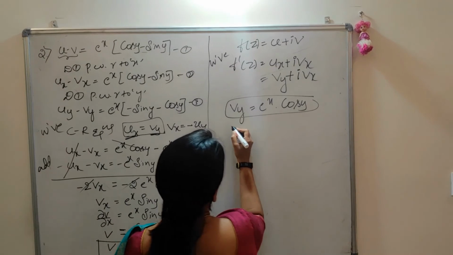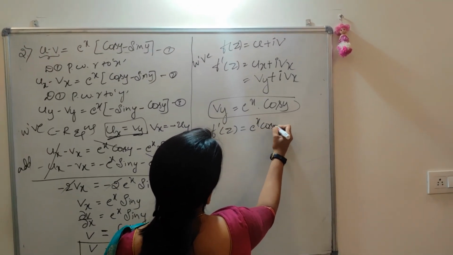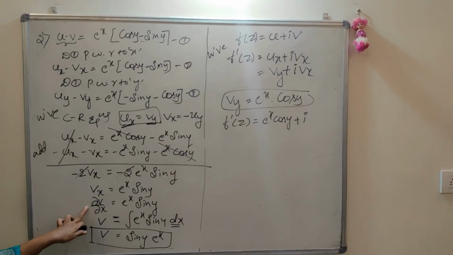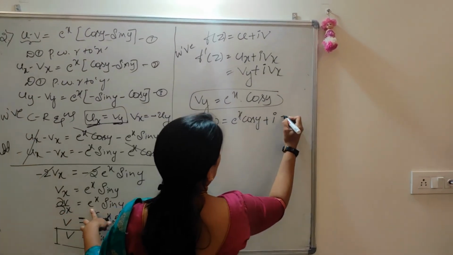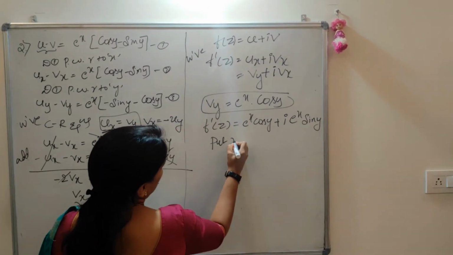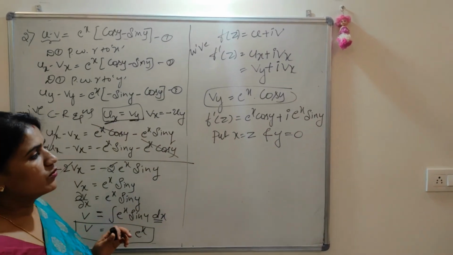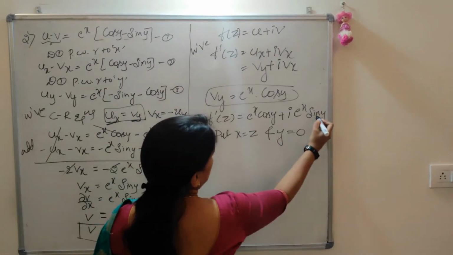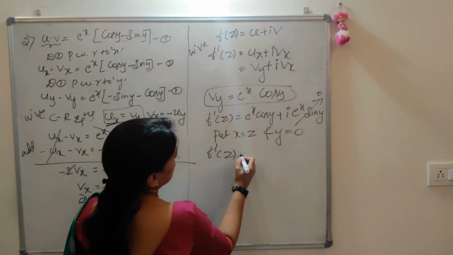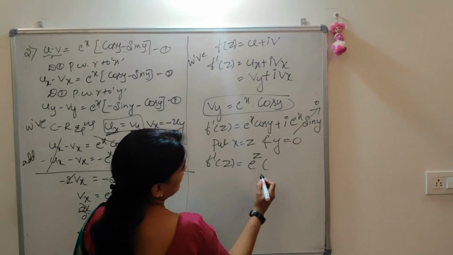So now I will substitute here. f dash of z is equal to e power x cos y plus i into vx. vx means dou v by dou x, that is e power x into sin y. Now put x equal to z and y equal to 0. This is Milne's substitution. sin 0 is 0, so that term gets cancelled. So f dash of z is equal to e power z into cos 0. In place of y put 0, cos 0 is 1.